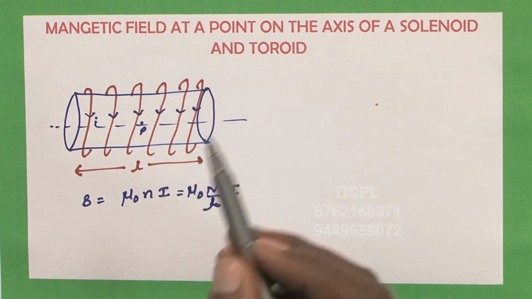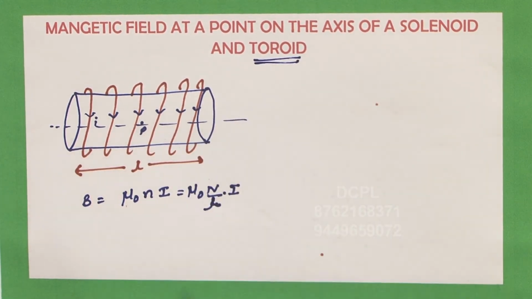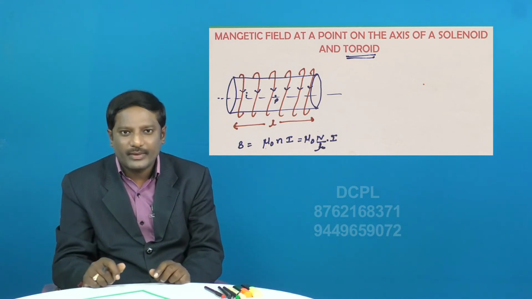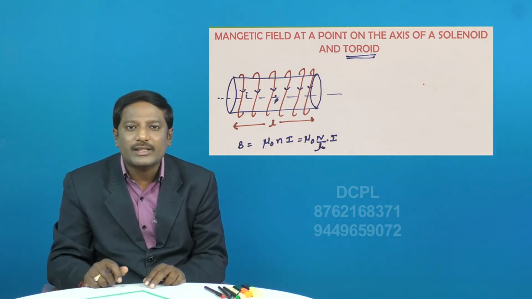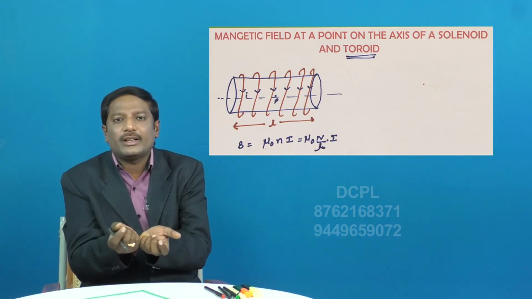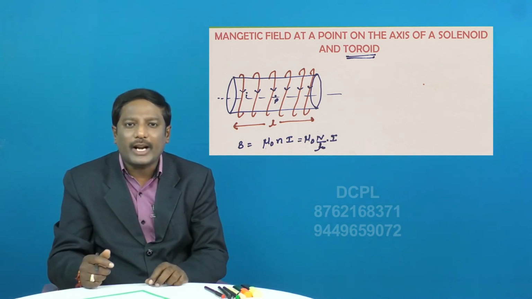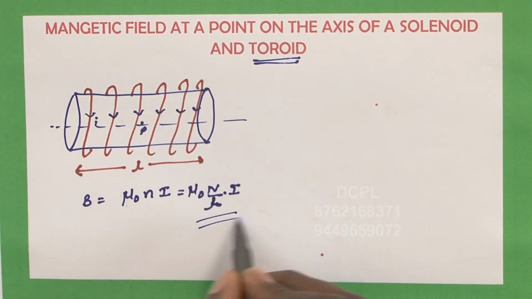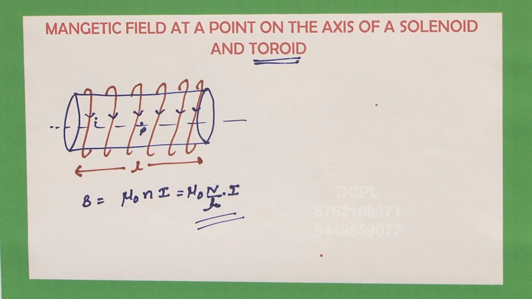Then the same expression can be used for a toroid. A toroid is nothing but a solenoid which is endless. So an endless solenoid is called a toroid. Just bend that solenoid in the form of a circle, that gives the toroid. Then the expression for the magnetic field for the toroid also remains the same, that is mu naught into n into I, where small n represents the number of turns per unit length.